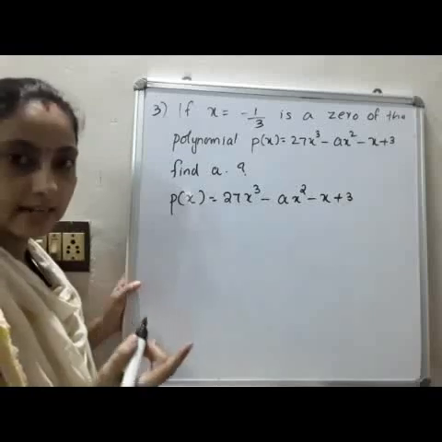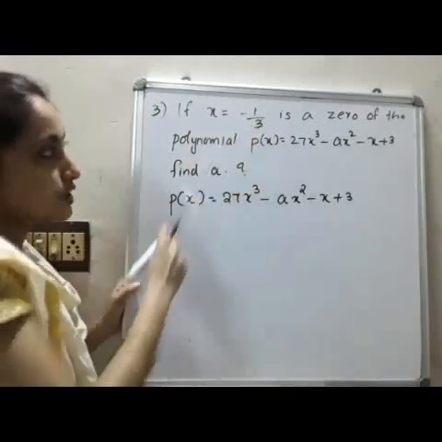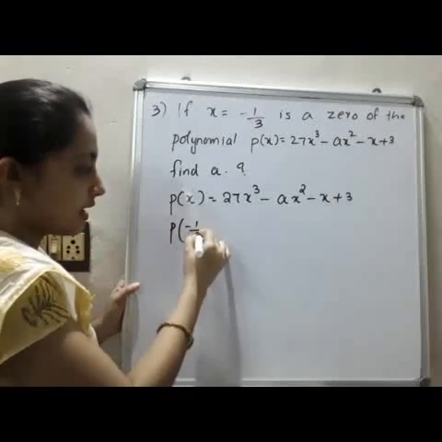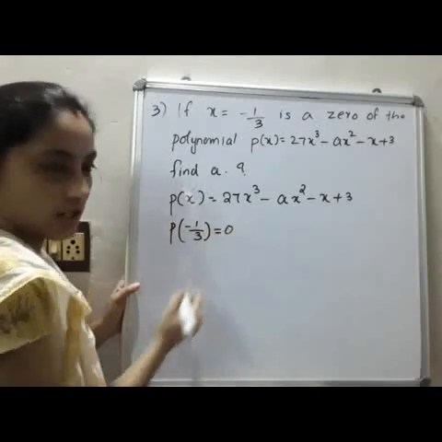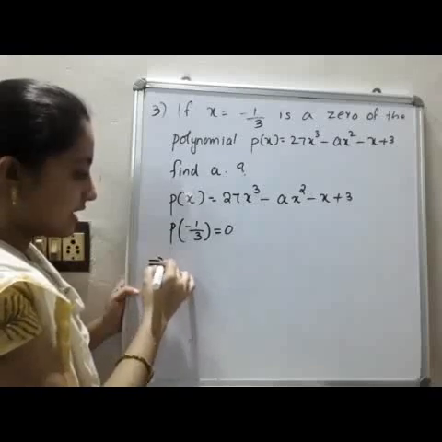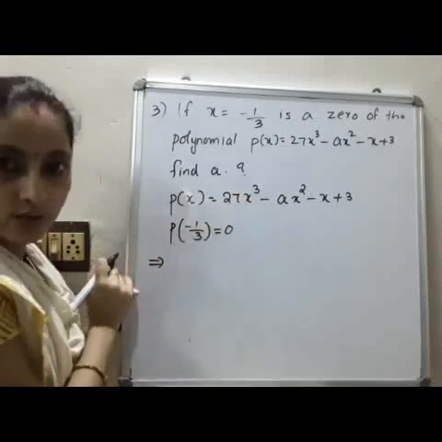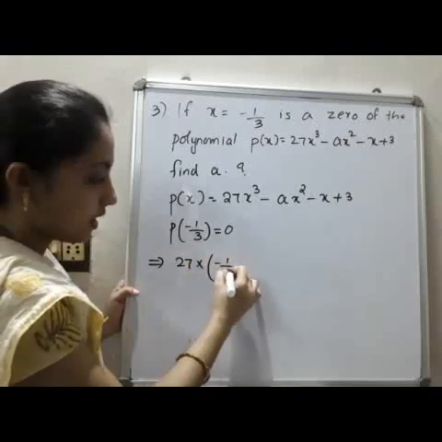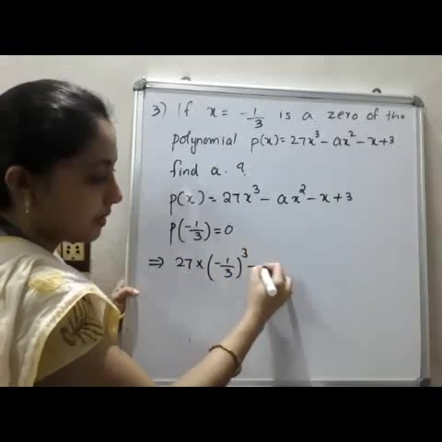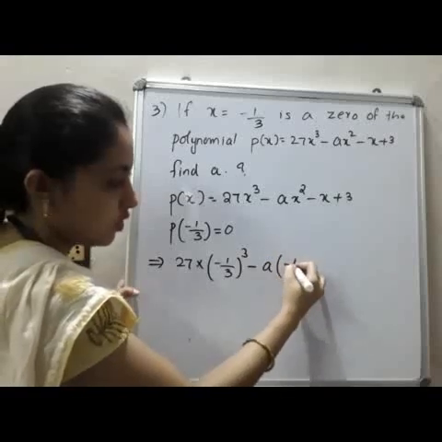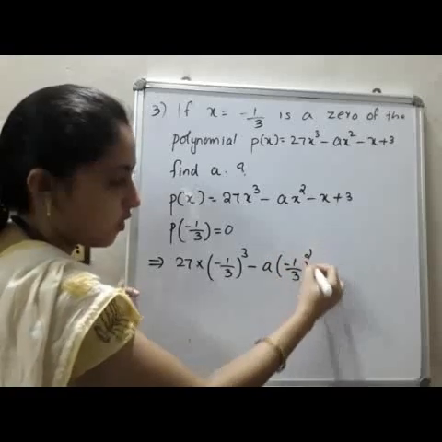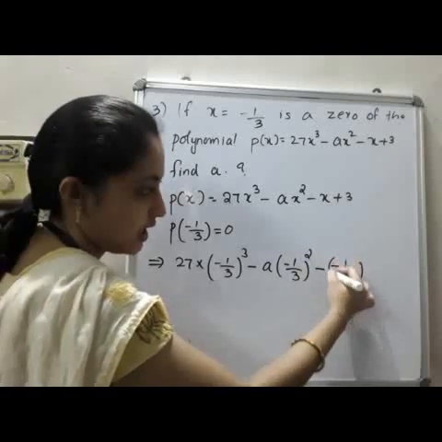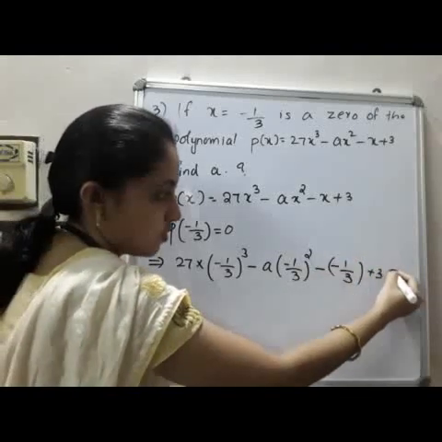Okay. So what will be the next step? x is equal to minus 1 by 3 is the zero. So what we can write? P of minus 1 by 3 is equal to 0. Okay, so that gives us, replace x by minus 1 by 3. So what we can write? 27 into minus 1 by 3 the whole cube minus a into minus 1 by 3 the whole square minus 1 by 3 plus 3 is equal to 0.